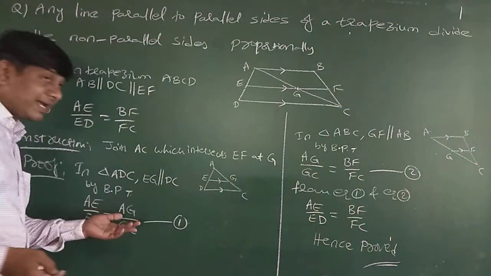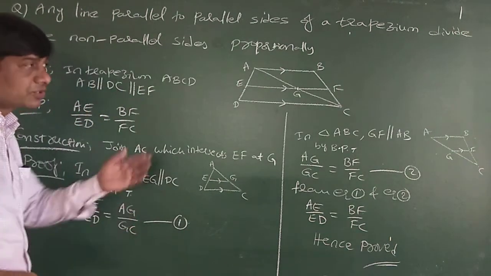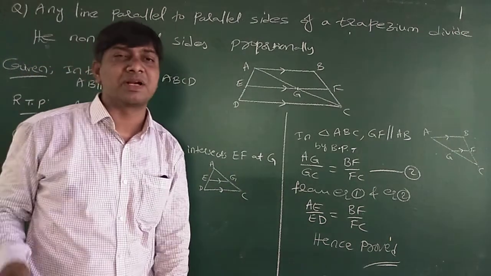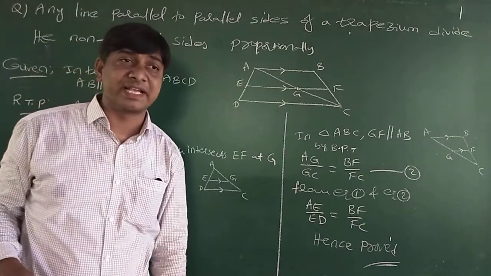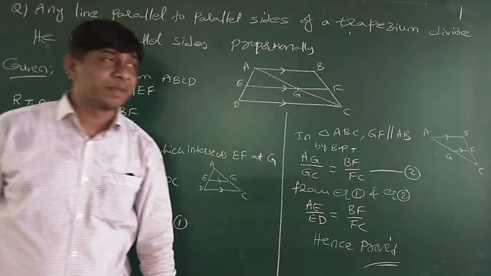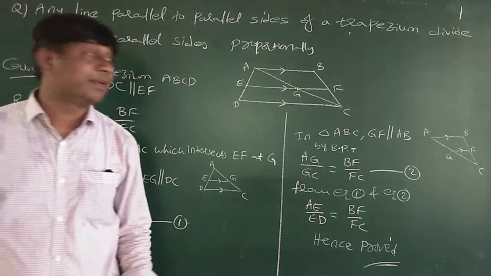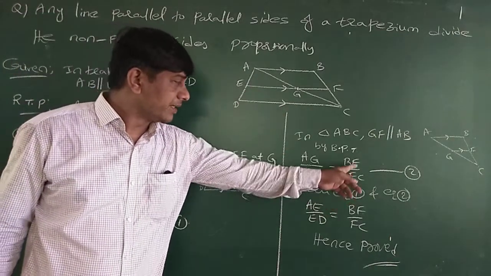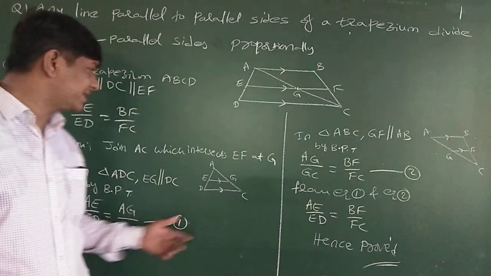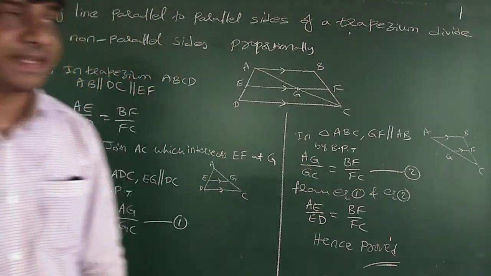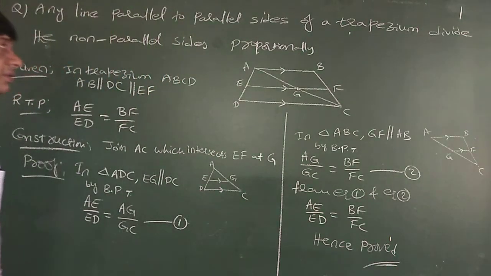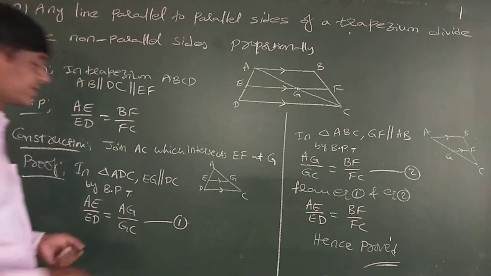Because I have AG by GC now, I took that there also. Directly I applied one corollary. The corollary is the note points I gave after the converse of BPT. Now in these two equations AG by GC is common, so AE by ED is equal to BF by FC. Please make a note. Okay. Next one.